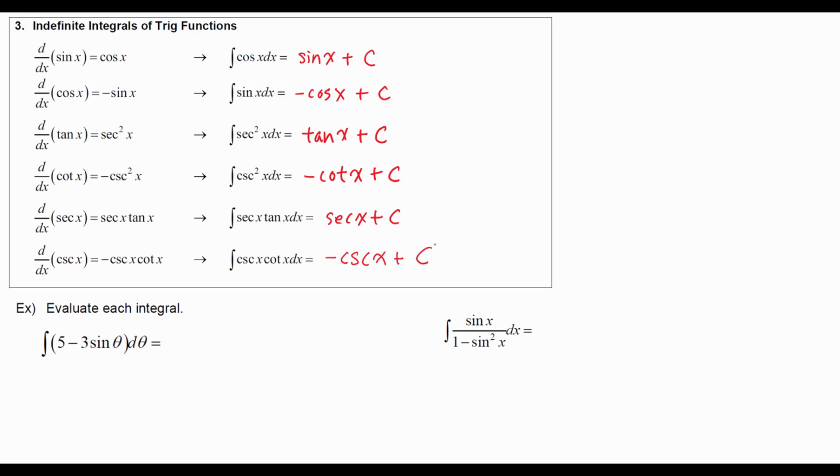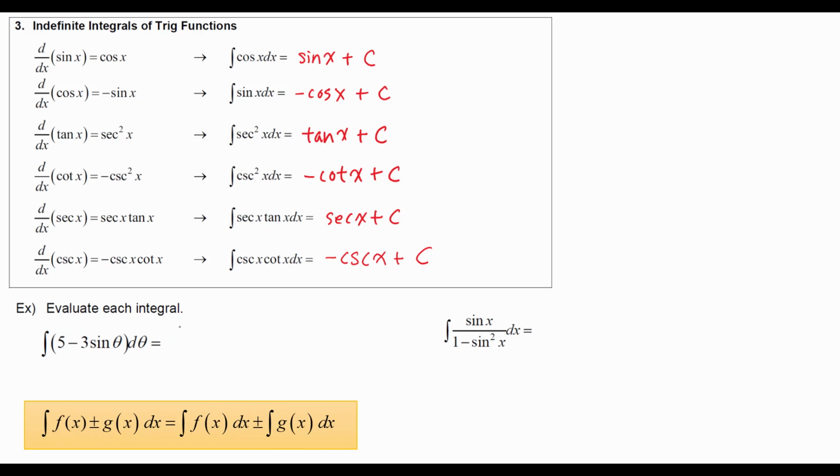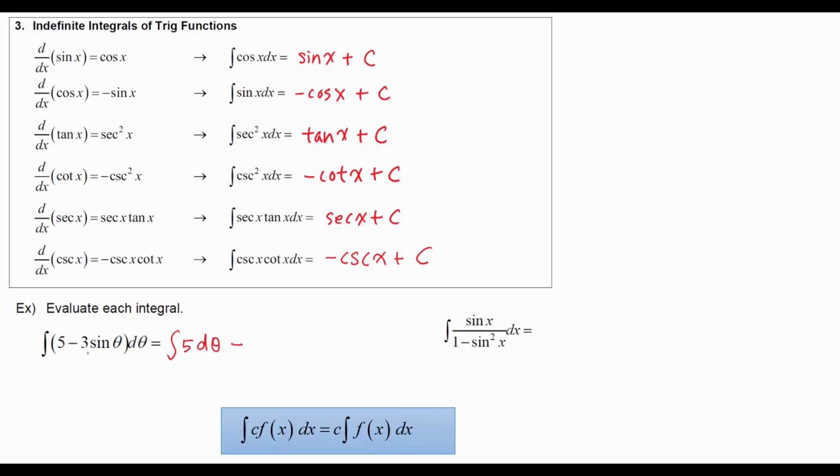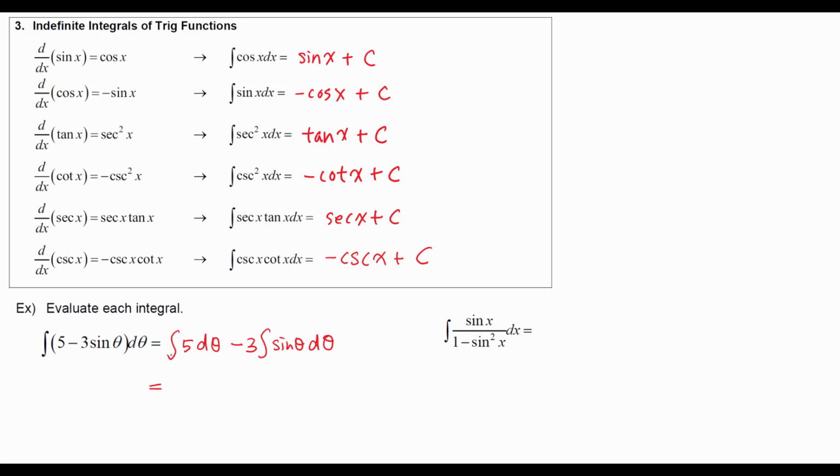So let's evaluate each integral. What's the integral of 5 minus 3 sine theta? So I can take the integral of each term. I can take the integral of 5 d theta minus the integral of 3 sine theta, but 3 is a constant multiple, so I can pull it out in the front and have sine theta d theta. Now that 5 can be pulled out in the front too, but it's okay.